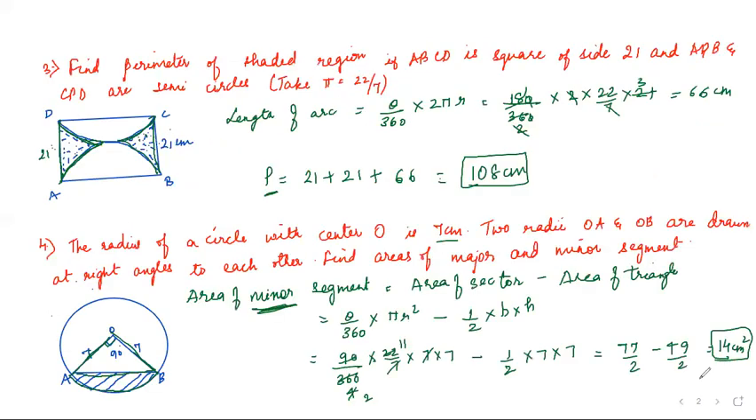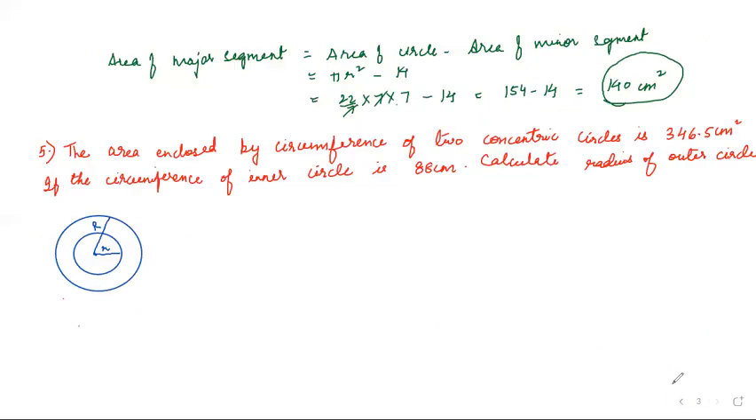So shall I recap? So minor segment is the sector minus the triangle, whereas the major segment is from the whole circle. If I just remove the minor part, I get the major part. I hope it's clear.